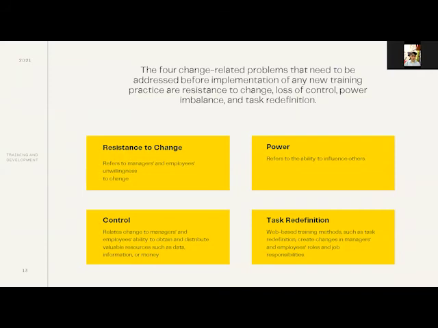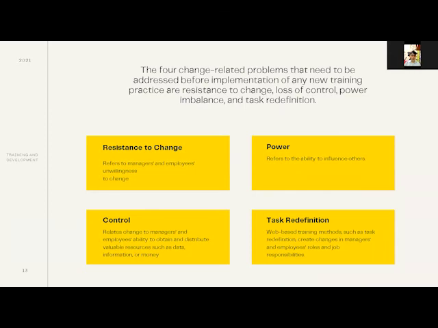everything. Resistance to change. This refers to managers' and employees' unwillingness to change. And resistance to change means a problem because when there's someone who resists this change, then it can't be implemented and the objective of this change will not succeed. So this is a change problem.